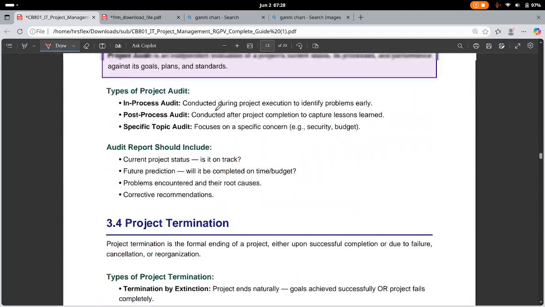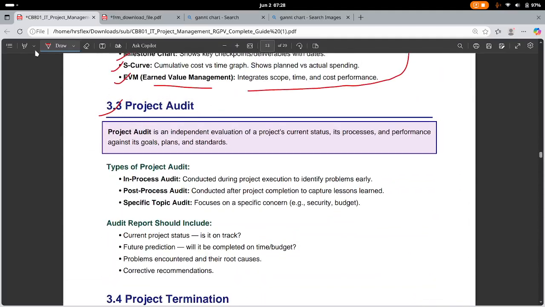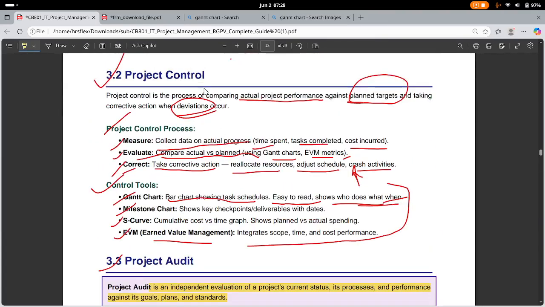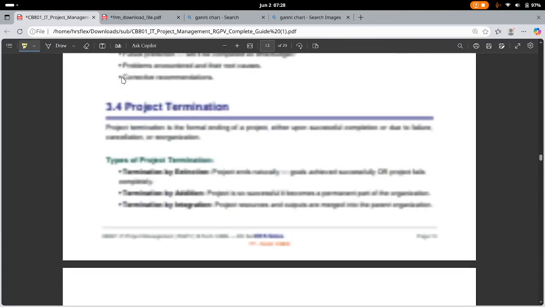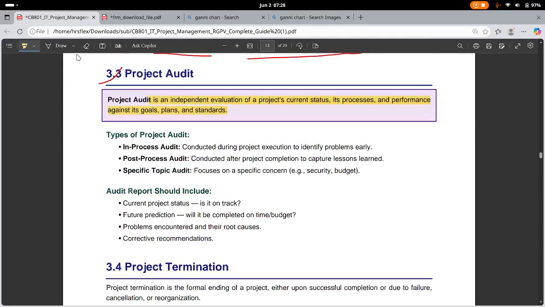Now we are talking about project audit. What is a project audit? Project audit is an independent evaluation of a project's current status, its processes and performance against its goals, plans and standards. कुछ हद तक it sounds like project control, no? But audit is slightly different. It is an independent evaluation of the project's current status, processes and performance against its goals, plans and standards.